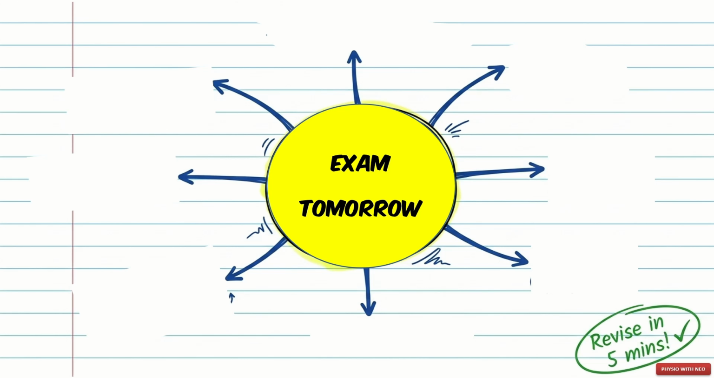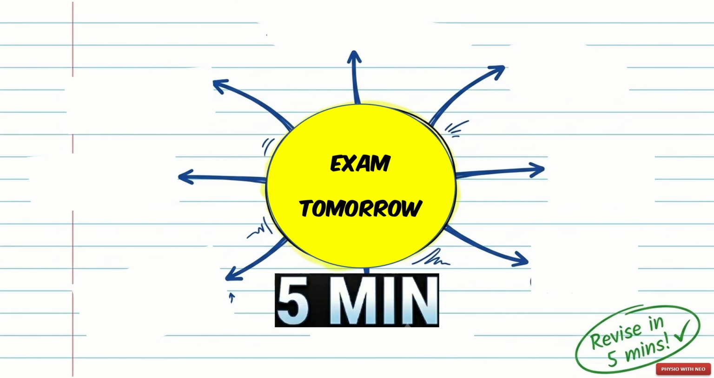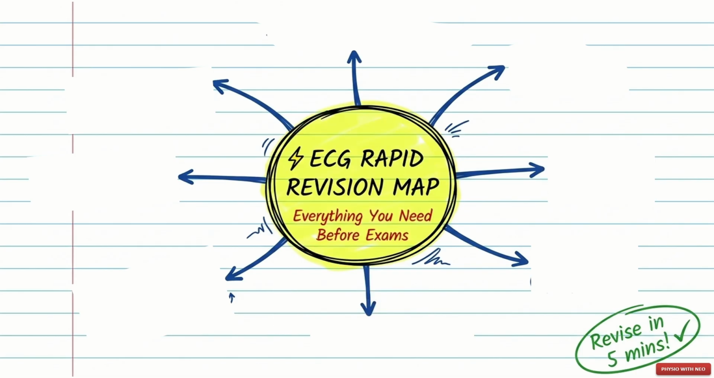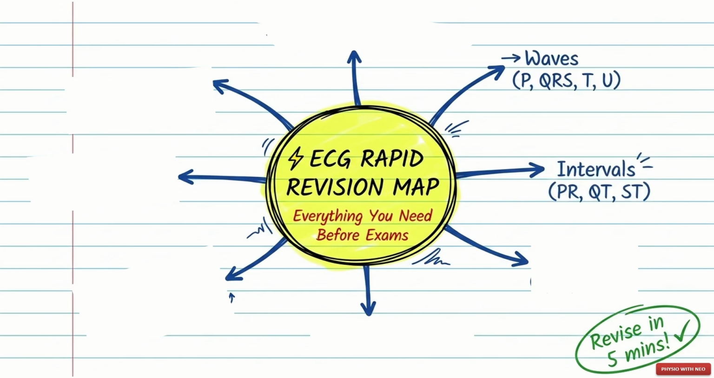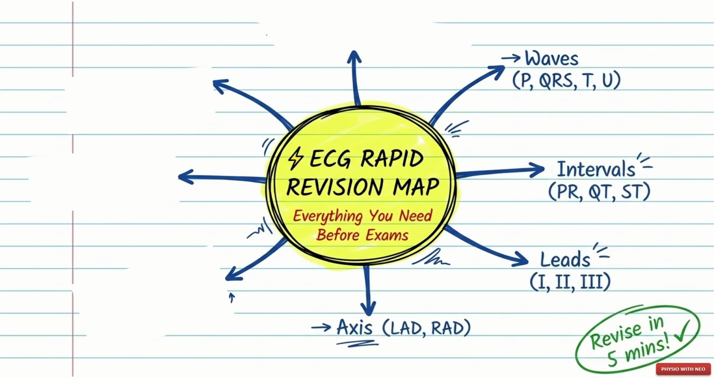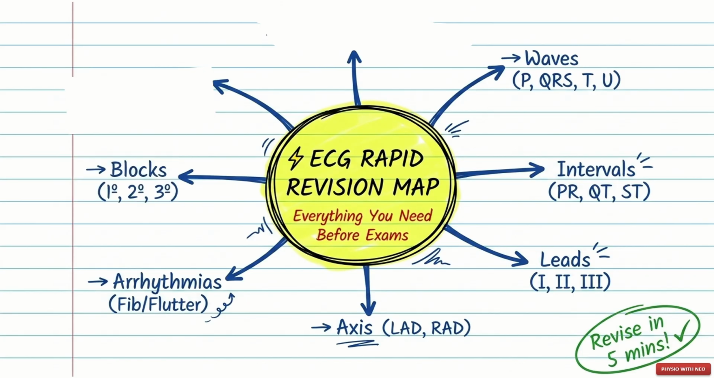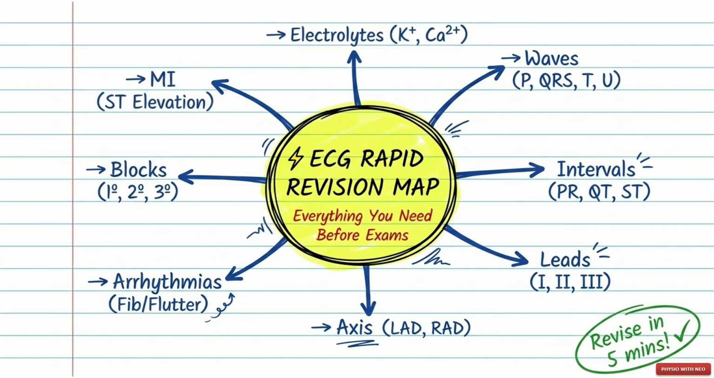Exam tomorrow and ECG still feel confusing? Don't worry. In the next 5 minutes, we'll divide the entire ECG chapter exactly the way you need for your MBBS Physiology exam. No lengthy textbook explanation, but rather we'll explain this ECG under the following headings: waves, intervals, leads, axis, arrhythmias, blocks, changes in MI, and electrolytes.